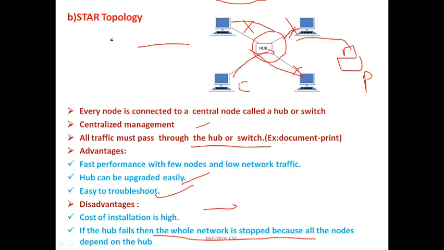Suppose one network fails here. Suppose the connection between A and the hub fails, the entire network will collapse. So B cannot communicate, C can't communicate, and D can't communicate. Remember, or else suppose computer C loses the connection, what happens? Through the hub, every connection will be lost. So that is the main drawback of star topology.